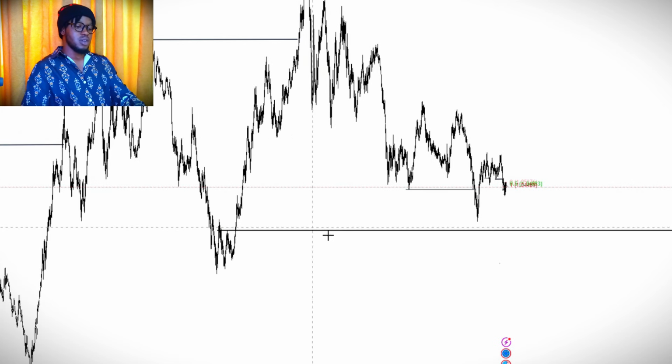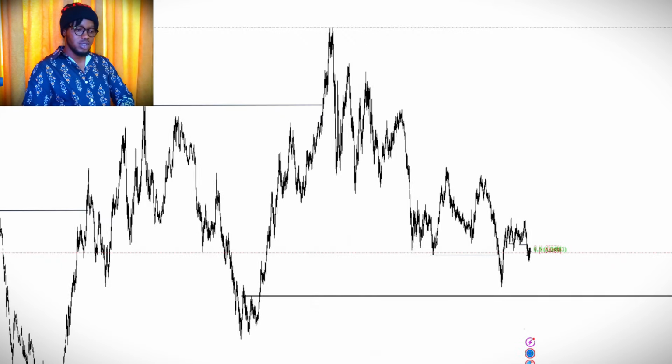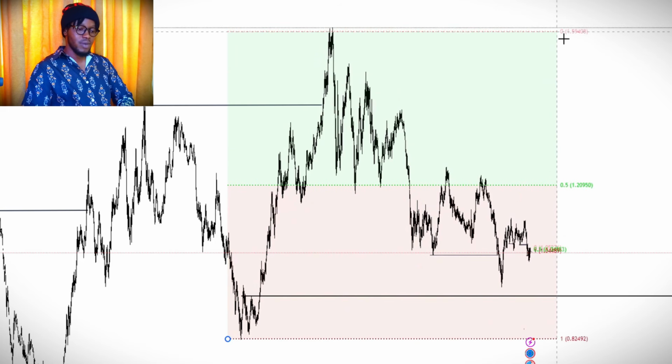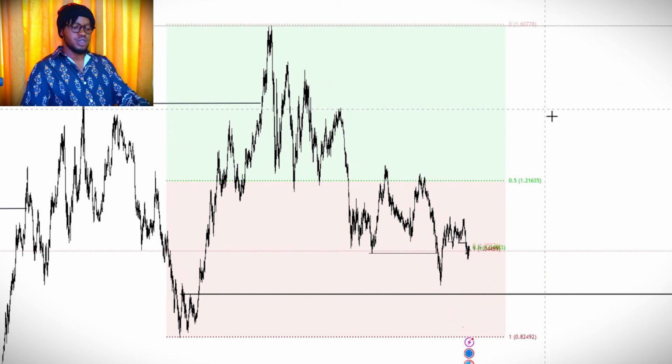Price can just retrace because as it stands now, price is at our discount point. If you take out your premium and discount like this, you see that price is already at our discount point. So price can retrace from here and turn bullish. But then again, let's see what price is doing.